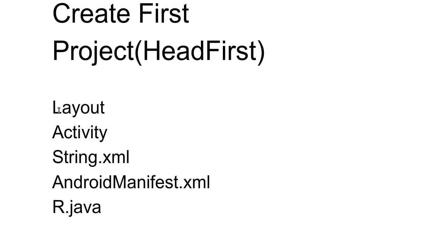That would be written in the XML file. Then we have an activity file. So activity is basically a backend file, or we could say we write the activity in the Java language. So activity is a Java class, and every layout has an activity. It means every XML file of a layout needs a Java activity file.